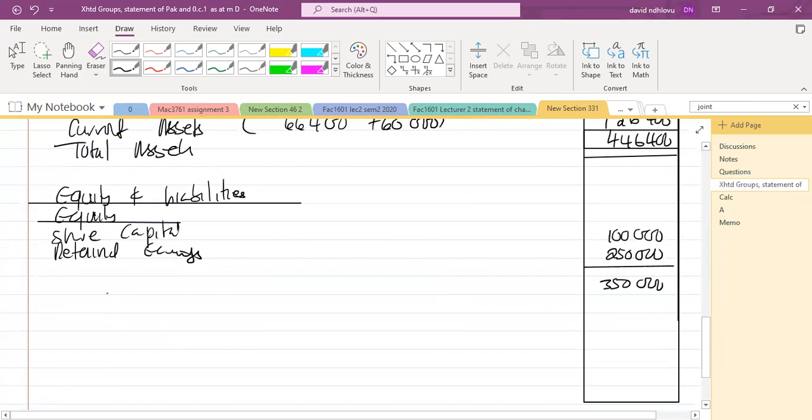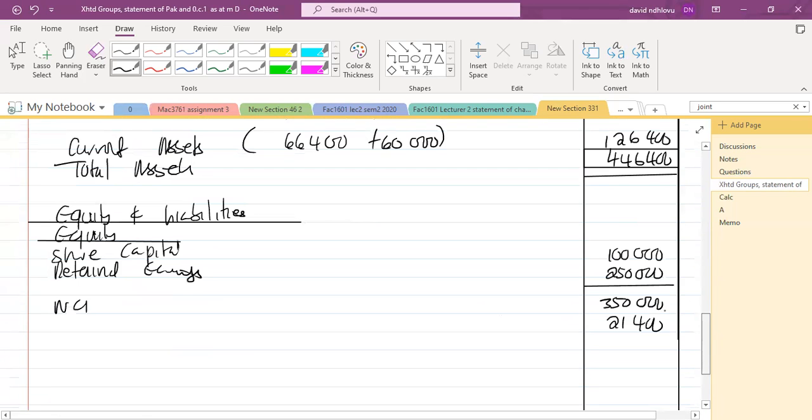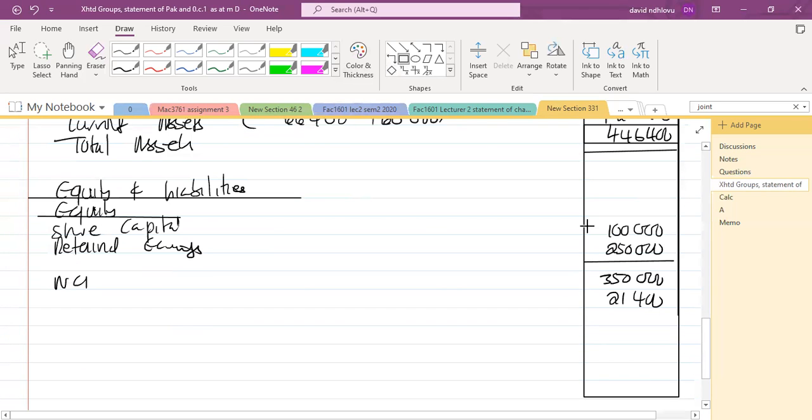Right, NCI is also equity, and the value was 21,400, which we have also there. And then the total value is 371,400. So therefore, this portion here, everything you already have.